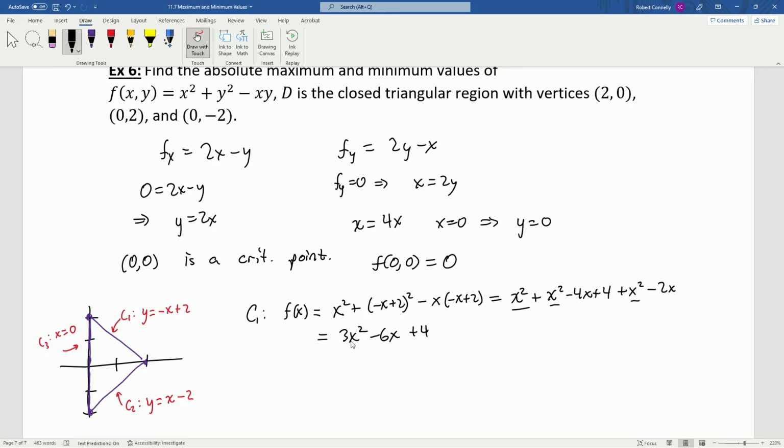So now if I want to find a maximum or minimum on this function, I just take my Calculus 1 approach, which is take the derivative. I get 6x minus 6, set the derivative equal to 0. That implies, in this case, x equals 1. And since we're on the curve y equals negative x plus 2, that implies y equals 1 as well. And then we'll consider the value of the function at (1, 1), which is 1 plus 1 minus 1, which is 1.